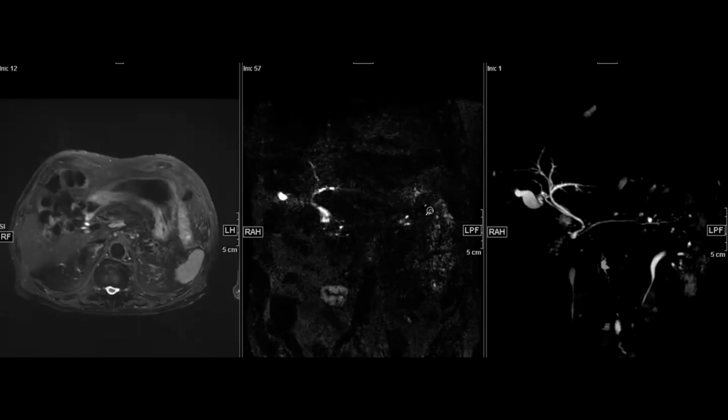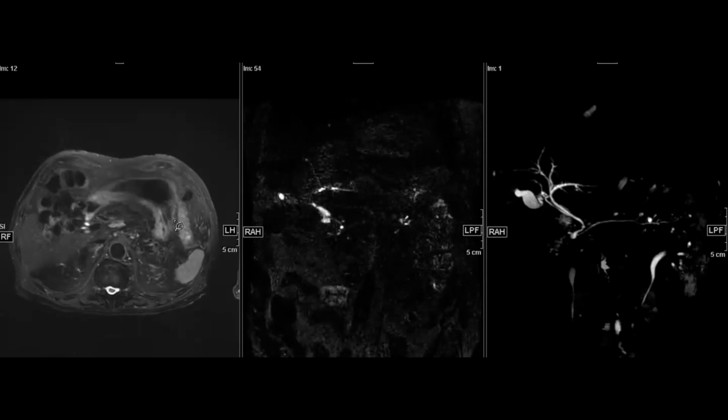Okay, so now I'll move on to the case. This patient was an elderly female who presented with long-standing jaundice. We did an ultrasound and CT which were negative. We were not able to find out what the cause was, but her bilirubin was persistently elevated. So the clinician requested an MRCP to look for any other cause.